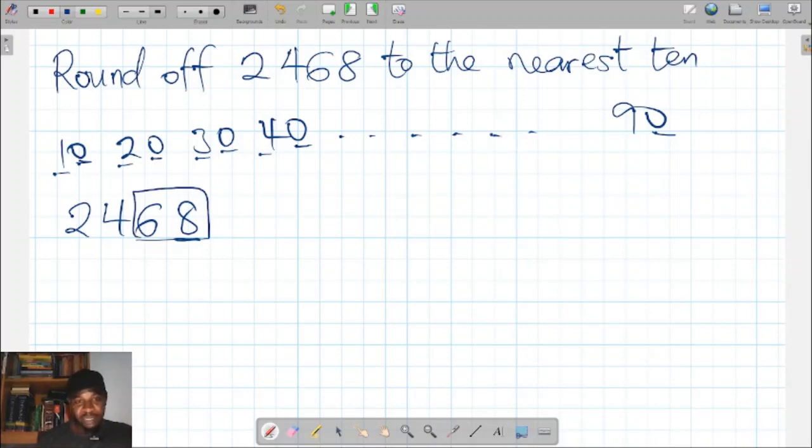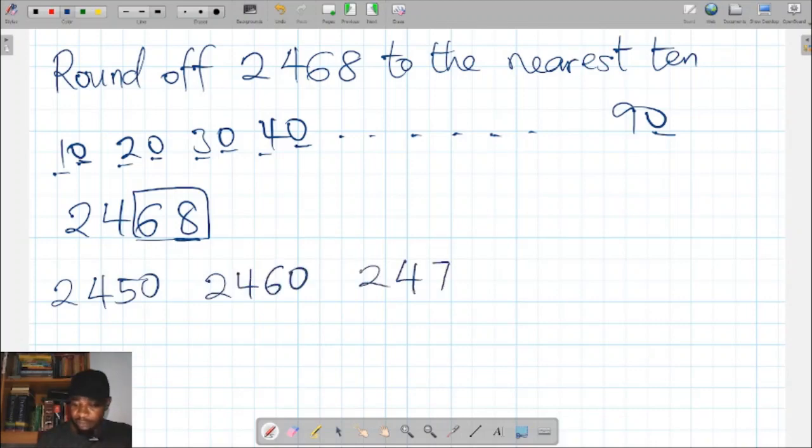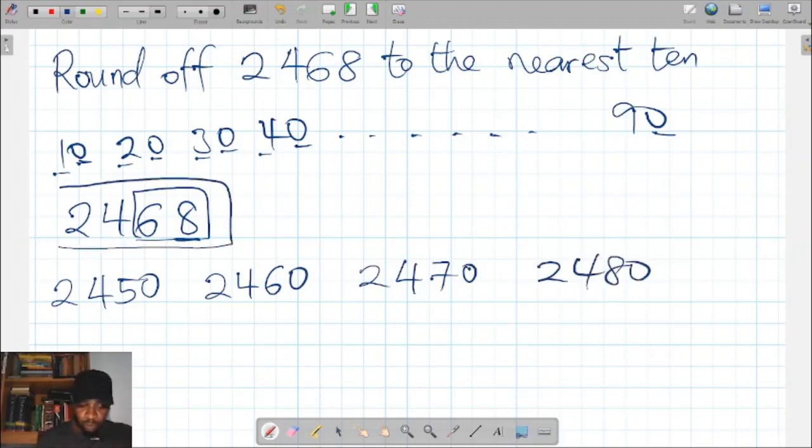So in counting in tens, you're going to have 2,450, 2,460, 2,470, 2,480, and now we're counting in tens. But this number that we are given, 2,468, is supposed to be in between one of these numbers. Is it between these two? No. 2,468 is going to be between these two numbers.